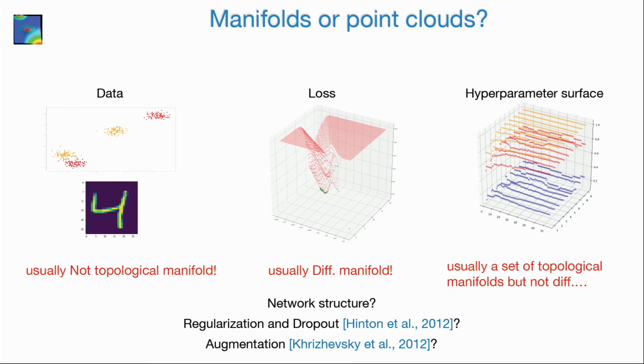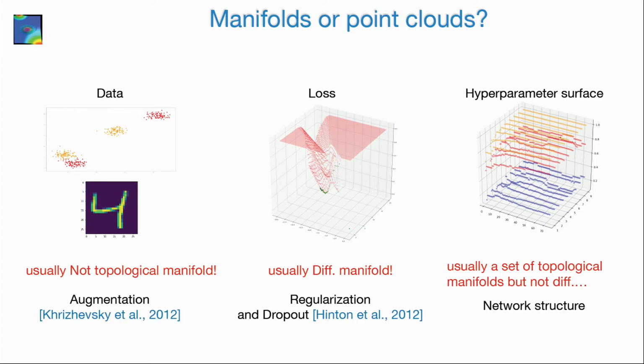So where do they belong? Augmentation belongs to the data. We are usually making augmentation before we do anything with the data. So that's just a trick to make our data more dense. Obviously, if we have all the data, then we don't need it, because augmentation will be there naturally. Regularization and dropout are on the differentiable manifold part. And the network structure, which is the trickiest, because we don't want to experiment with all the structures, is on the hyperparameter surface. The hyperparameter surface could be, for example, how deep is our network and so on.